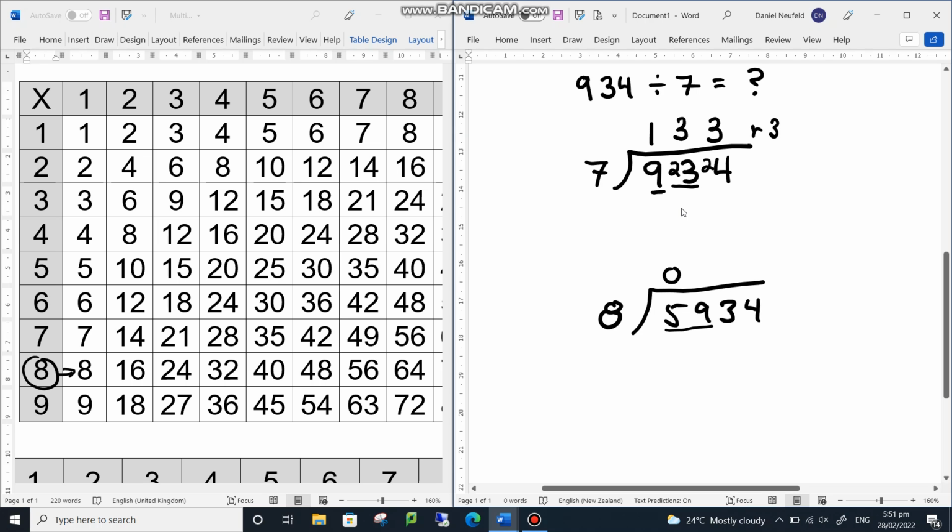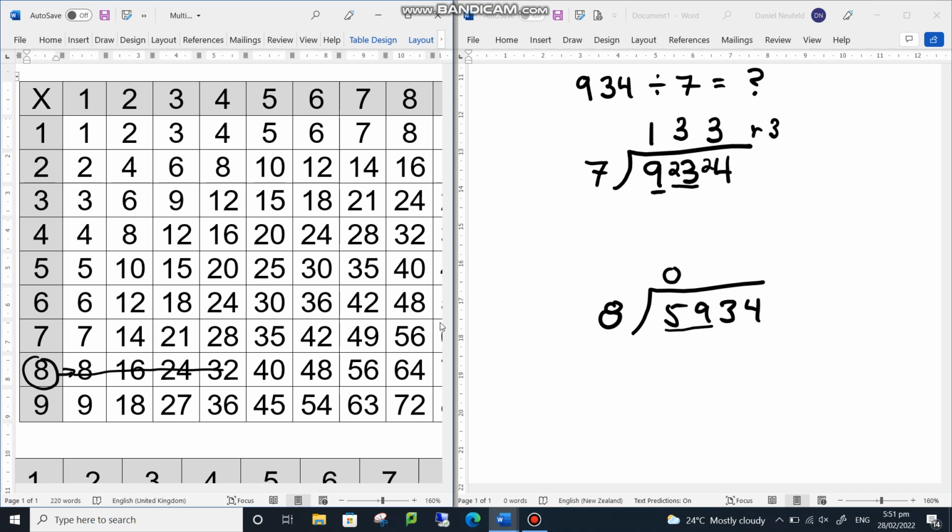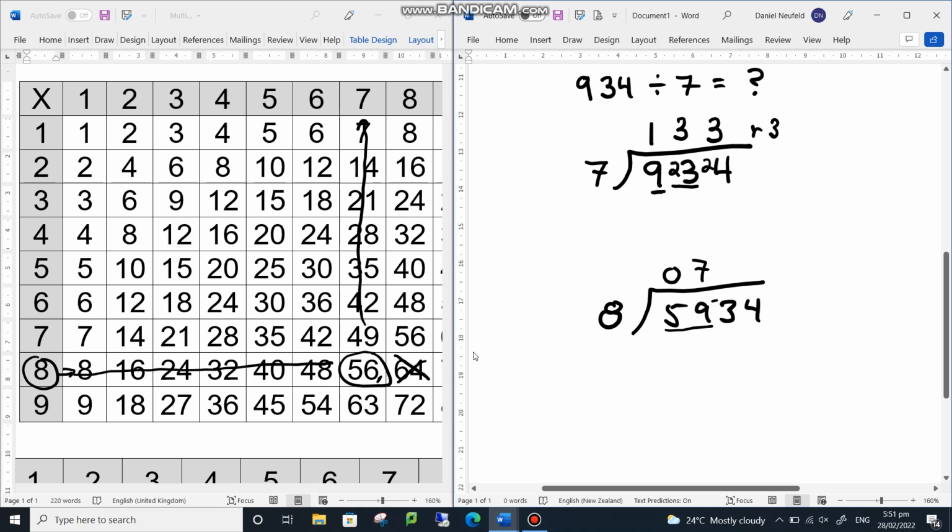Now, technically, this is the remainder, but so 8 into 59, we go all the way across. 64 is too big, so we're looking at 56. Looking up to find out what the number is that goes in the answer, that's 7. So 7 goes there. And from 56, we're going to have 3 left over. So again, that writes in front to make 33. Okay, so the remainder just tacks into that other number.